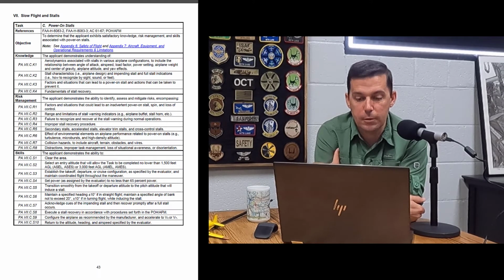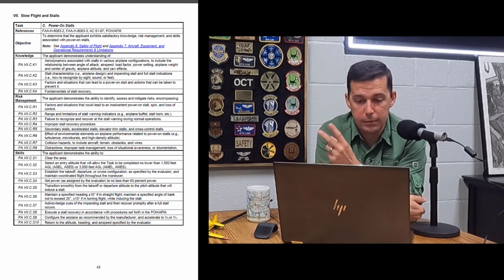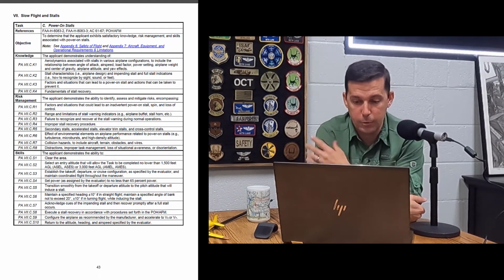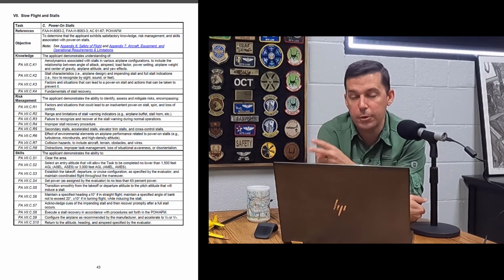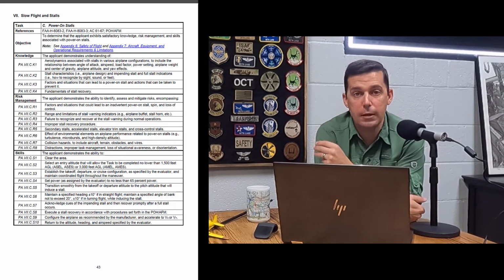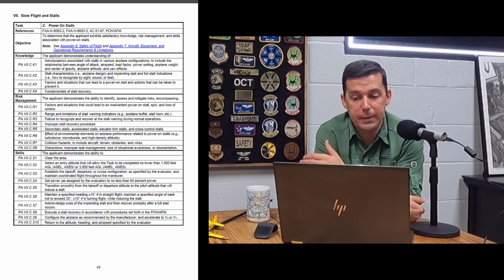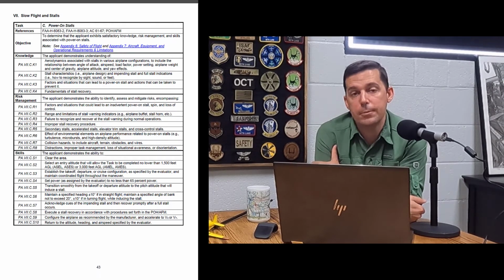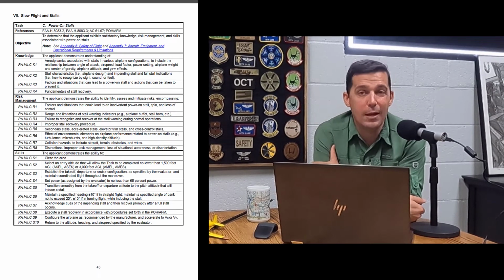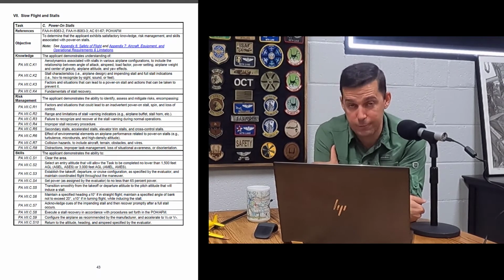All right, power on stalls. Again, clear the area. Altitudes sound familiar from what we've been doing. We're going to establish takeoff, departure, or cruise configuration as specified. So we have takeoff, departure, and cruise. Depending on what kind of airplane we're doing this in will depend on which of those configurations I have you do as an examiner. In high-performance airplanes, typically I'll have you configure for a cruise configuration.